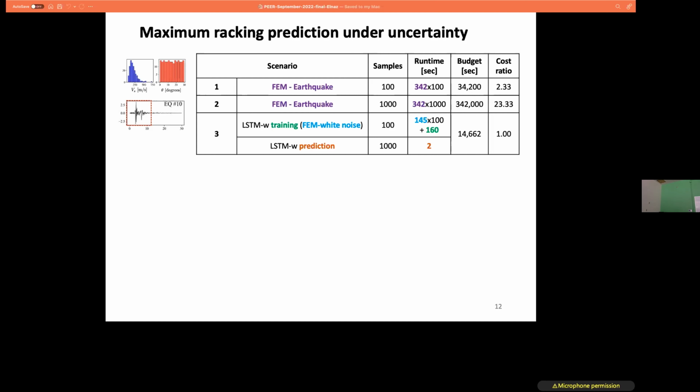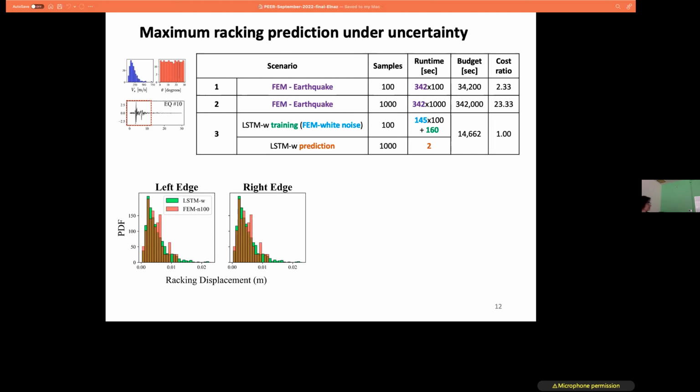PDF will look like if I want to estimate the maximum racking. So if I do this, let's see how the results look. And as you see here, for this case, if I use that surrogate model, and the cost for that is 1, then for the case that I do 1,000 simulations it would be 23 times, and for 100 simulations, it would be 2.3 times. So these are the PDFs for the maximum racking displacement when I use that LSTM-W approach, or when I use 100 forward simulations for the airspeed.